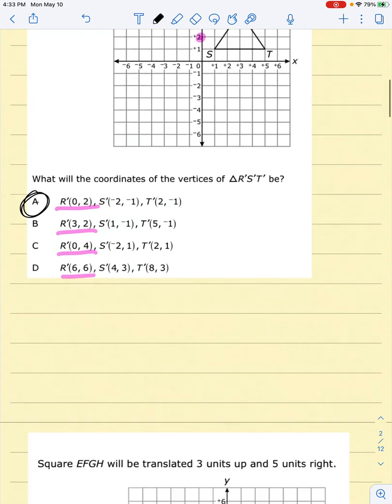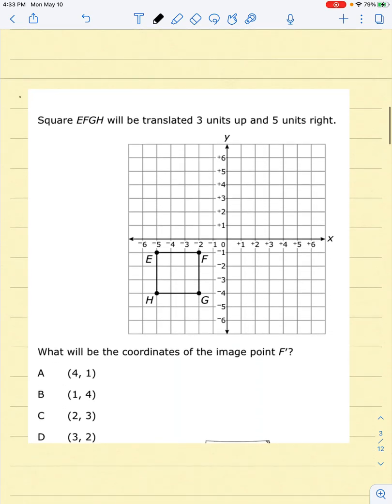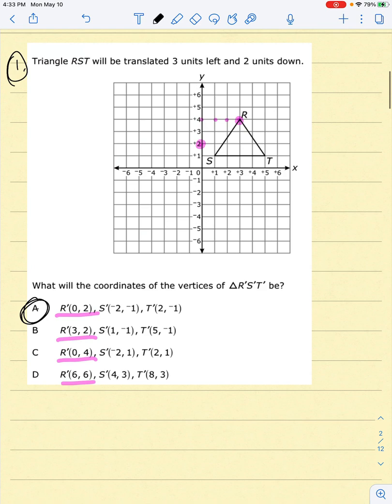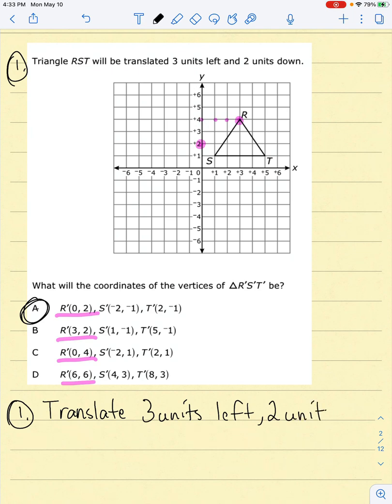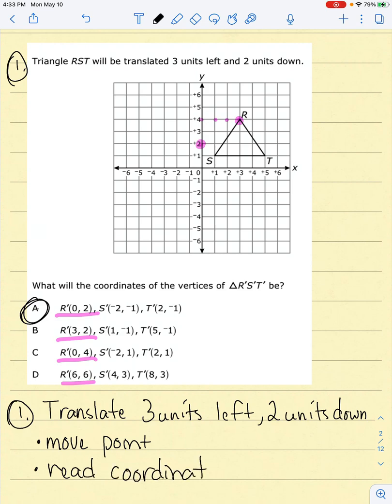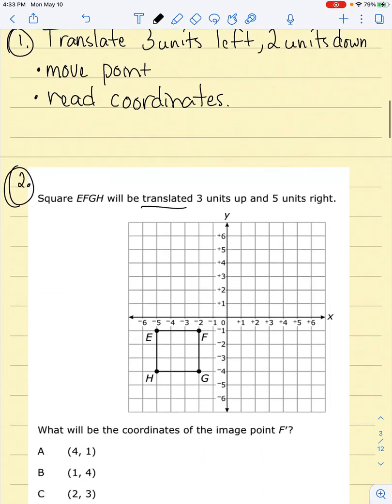Okay, so let's take a look at number 2. So for number 2, it also says, and let's go back. For number 1, when it says translate, I want you to write 3 units left, 2 units down. So you want to move the point, and then read the new coordinates. And that's what we're actually going to do in every one of these. So look at number 2.